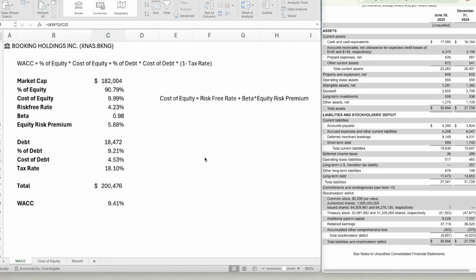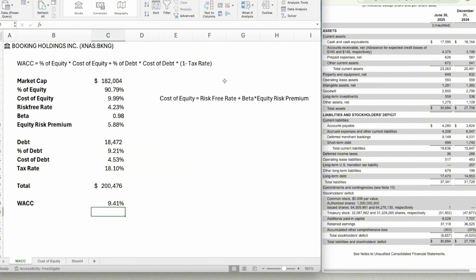Hi everyone. So today we're going to build the weighted average cost of capital and the cost of equity for Booking Holdings. The way we're going to do this is we're going to take each of the components, calculate them if we need to, and then just plug them into the formula so that we get a WACC.